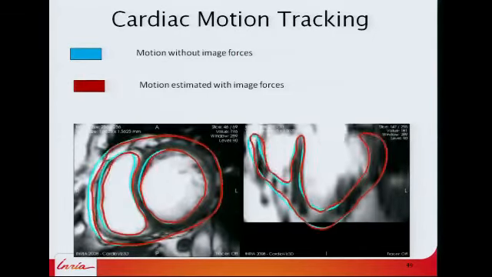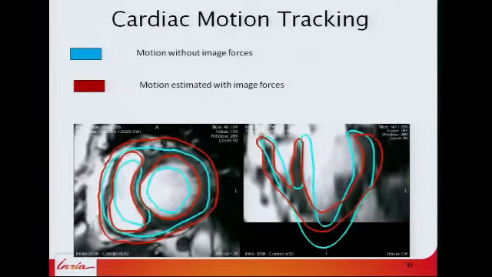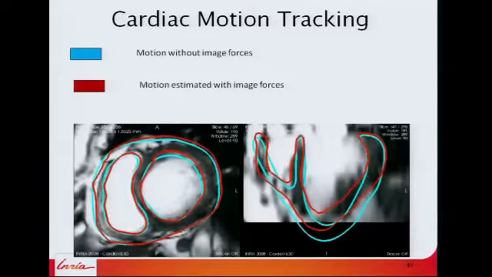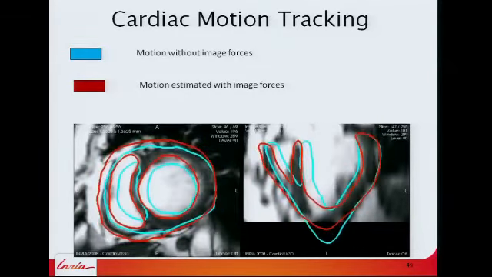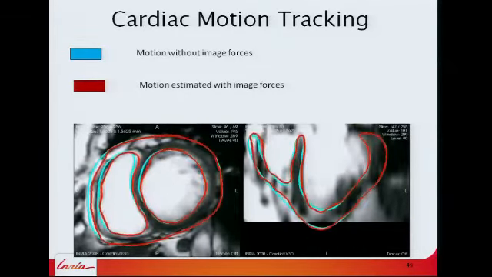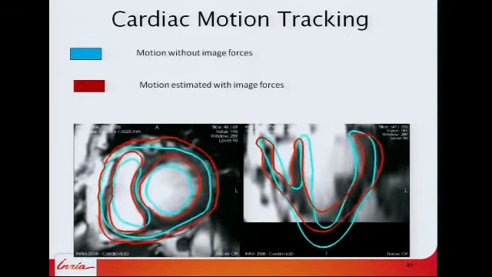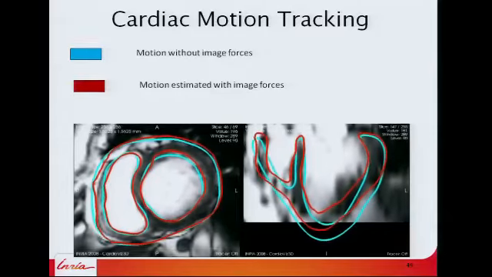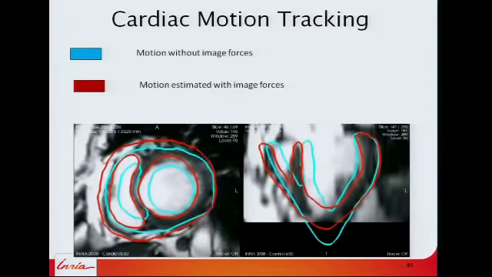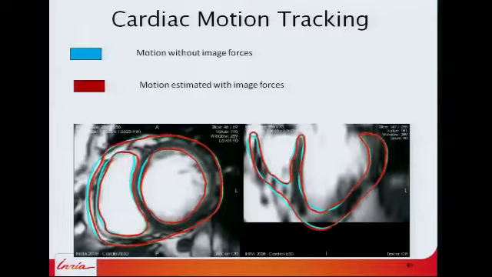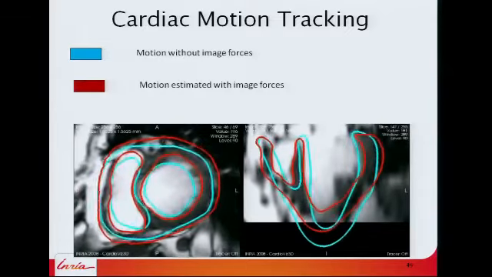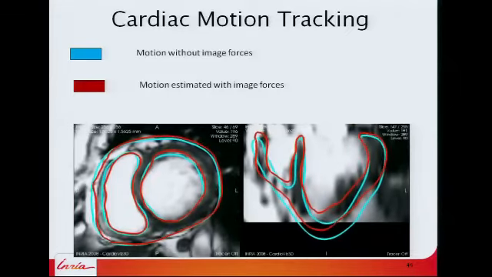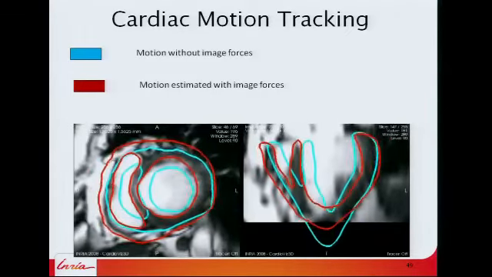Okay, now this is a result of this. So we start with the electromechanical model without any image force. This is what you see in blue here, the blue curves. So of course this motion doesn't match the motion in the image. Now we add the image forces, and in this case, again, the model helps to regularize the apparent motion in the images. In this case, you get the red curves, the red mesh, which definitely fits much better what you see. So this is a 3D representation where we have a short axis and long axis. And you can see that the red curves match much better the cardiac motion seen in the image.